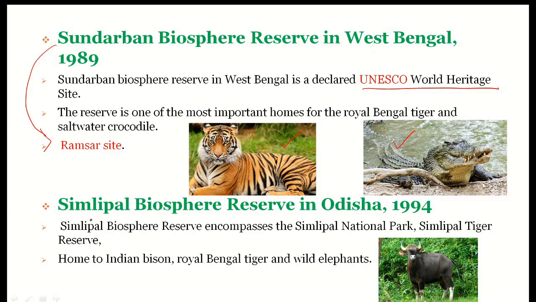So next is Simplipal Biosphere Reserve, which is in Odisha. It was established in 1994, and this Biosphere Reserve consists of Simplipal National Park and Simplipal Tiger Reserve, and it is a home for Indian bison, Royal Bengal tiger and wild elephants.